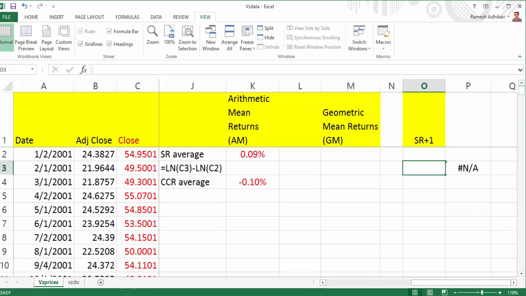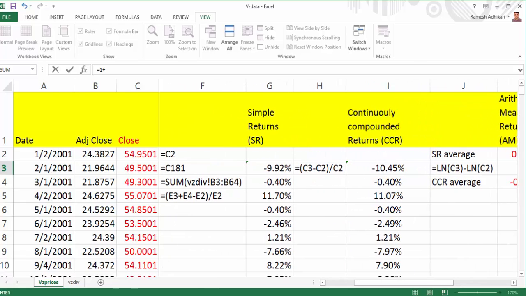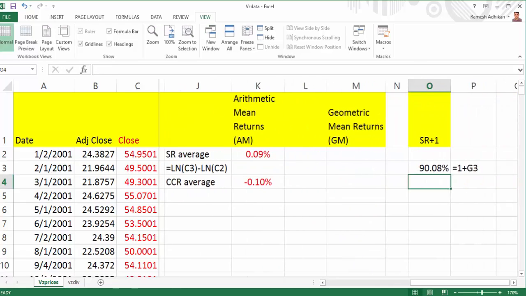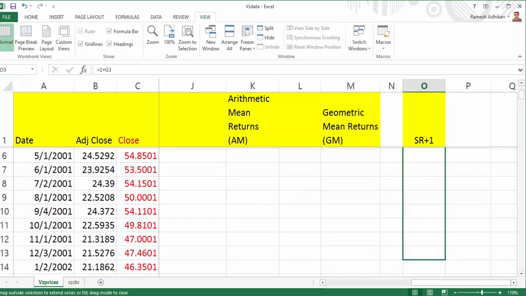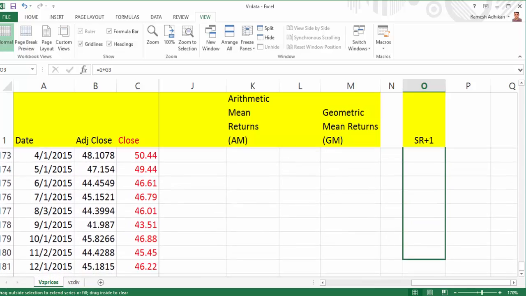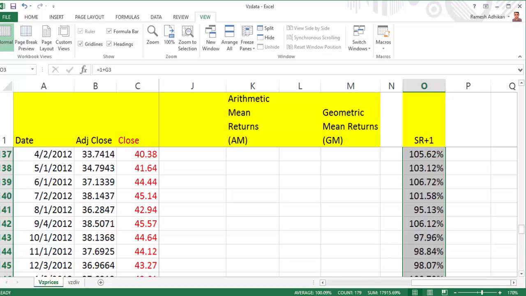So what we do here is, since we don't have the return for the first series, we just leave this empty, and right here I'm going to do 1 plus, again using the simple return. So here is my simple return. So I'm going to write here simple return and 1. So this is how I got 1 plus simple return. To get the remaining series, again you grab the handle, drag it to the bottom, and you now have a whole new series. I'm going to use that new series to calculate the geometric mean.